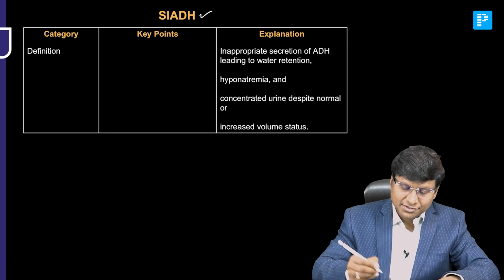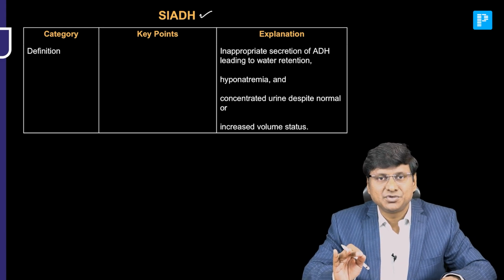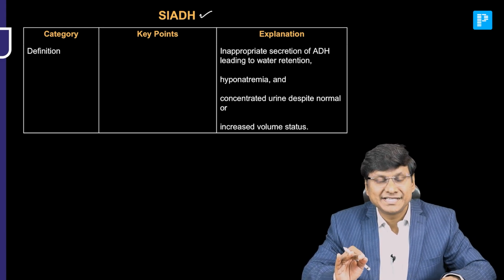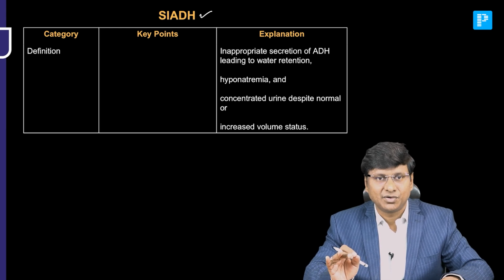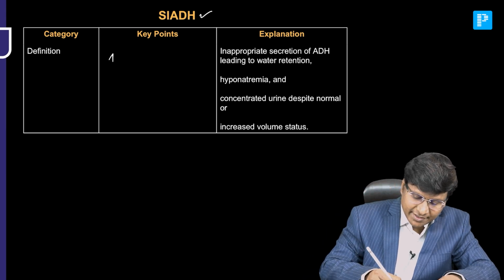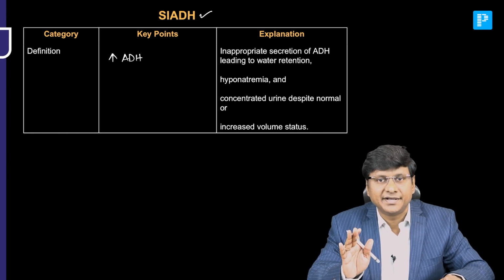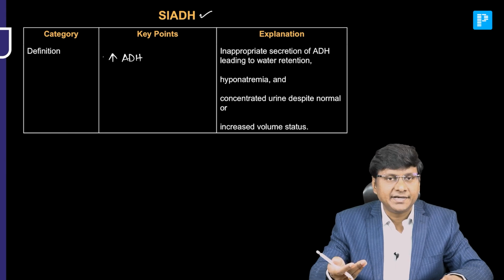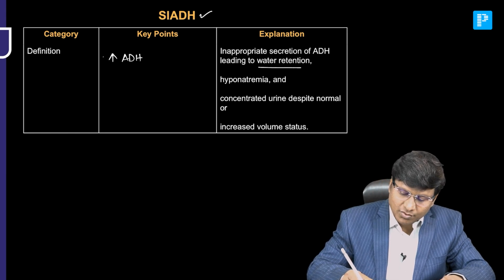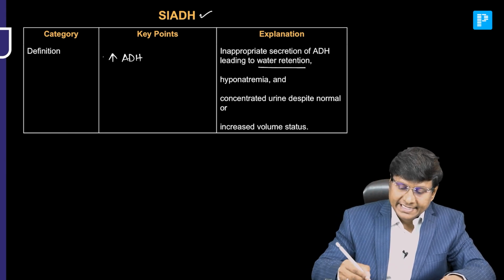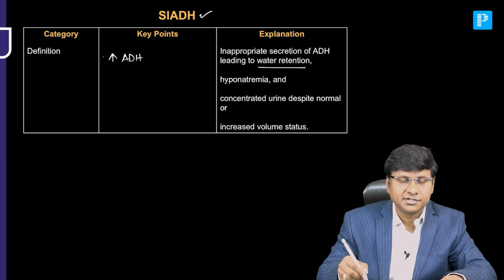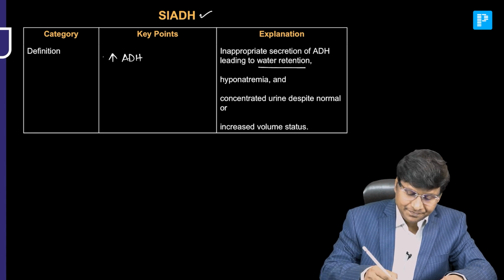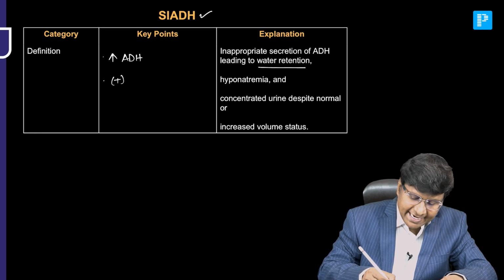So in this particular section, I'll be doing a quick rapid revision of the very important topic, that is syndrome of inappropriate antidiuretic hormone. It is a clinical condition where there is inappropriate secretion of the antidiuretic hormone. Because of this, there is increased water retention, right? Even though there is increased water retention, you don't have a dilution effect. Why? Because there will be activation of the compensatory mechanisms.